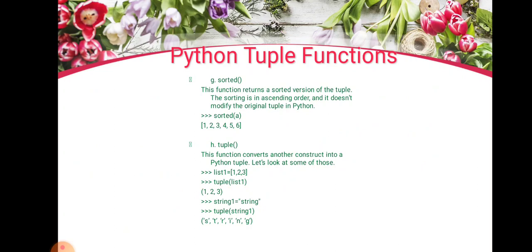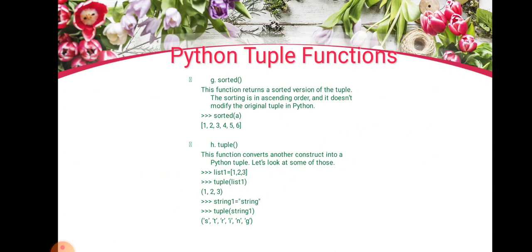Okay, so now the tuple function. What is the use of this tuple function? It is to convert a list to a tuple and convert a string to a tuple. How it works, let me discuss. This function converts another construct into a Python tuple. Let's look at some examples.